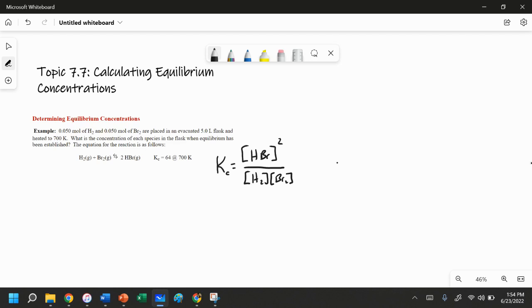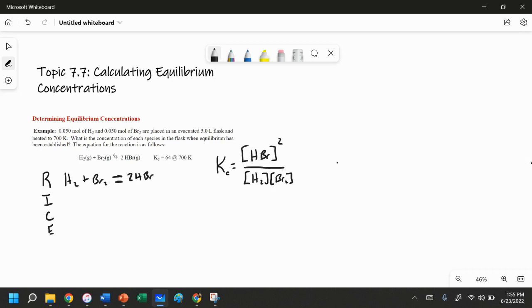So at equilibrium, the ratio between the products and reactants is going to equal our equilibrium constant, which is given to us as 64 for 700 Kelvin. So how are we going to solve this problem? Well, we're going to use a Rice table. And I know some of you call it an ICE table. I like to call it a Rice table because I like to put the reaction at the top to keep everything straight. So H2 plus Br2 yields 2HBr.